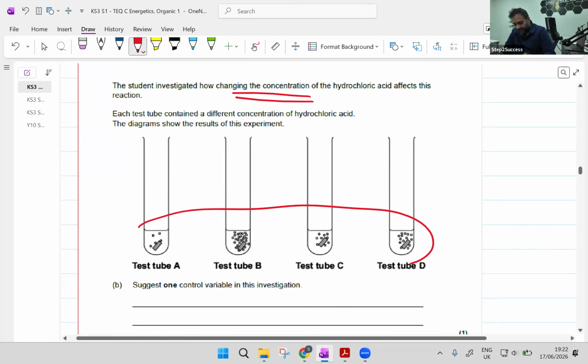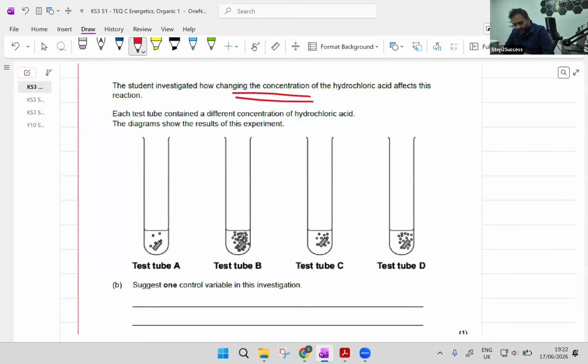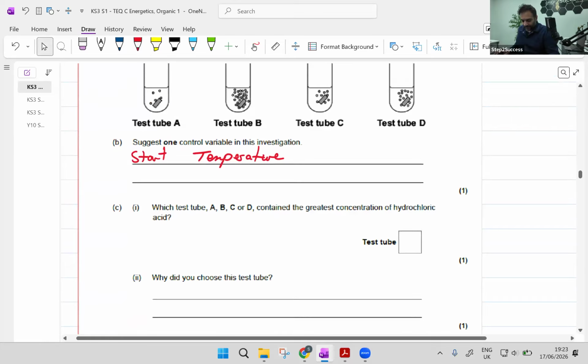Now we investigated how changing the concentration affects this reaction. So in all these different test tubes, we're putting in a different concentration. Concentration is like how strong the acid is. So we're trying it with a weaker one, then a stronger one, different strengths. A control variable is something you should keep the same. An example of something you should keep the same for all of them is the starting temperature, because we're not checking how the temperature affects it, we're checking how the concentration affects it. So that would be a sensible answer.